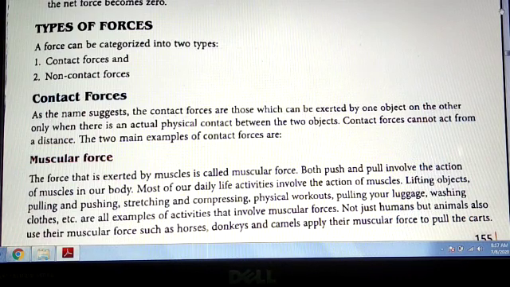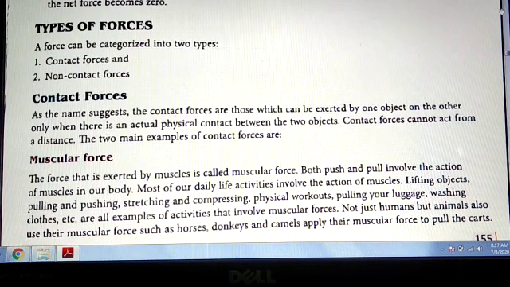So again, contact force is subdivided into two groups. In your book only two are given, though it has been divided into many groups. So the first one is muscular force. As the name suggests, what is muscular force? The force in which we use the muscles of our arms and legs is known as muscular force.